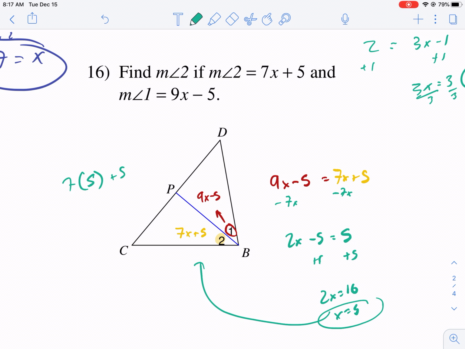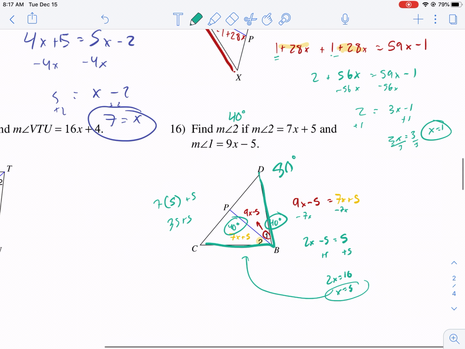So we do 7 times 5 plus 5, that's 35 plus 5, so that's 40 degrees. So angle 1 is 40 degrees, and if it asked for this big angle, it would be 80 degrees. Okay, but it's not. It's only asking for measure of angle 2, so that's 40 degrees. That's really all there is to this lesson.